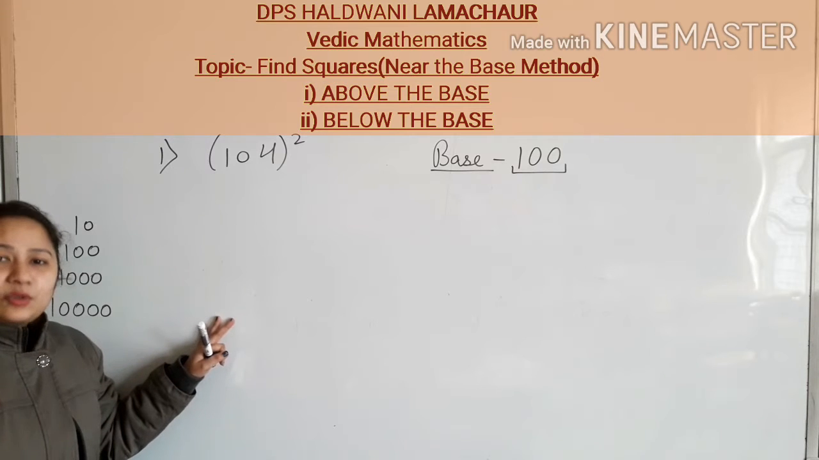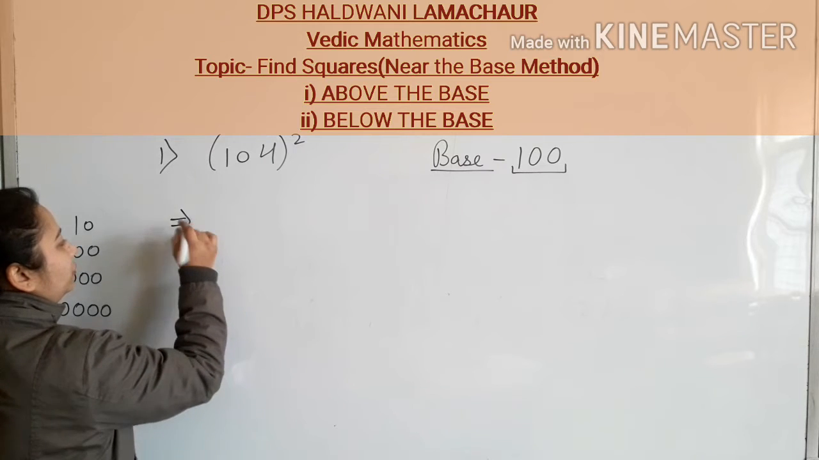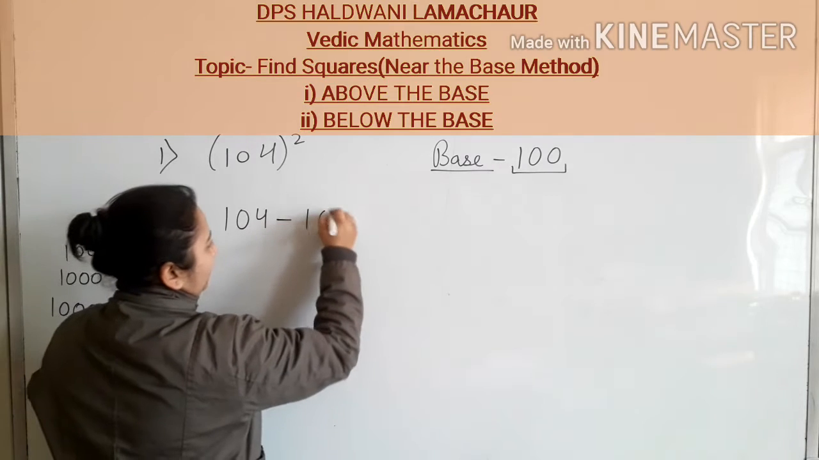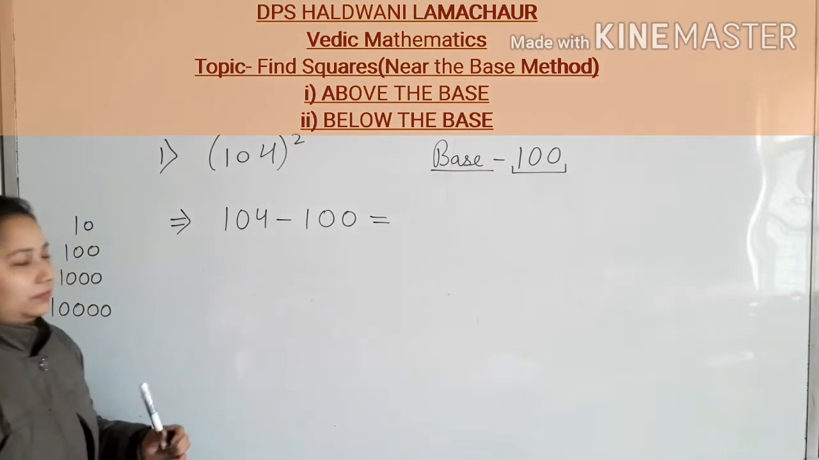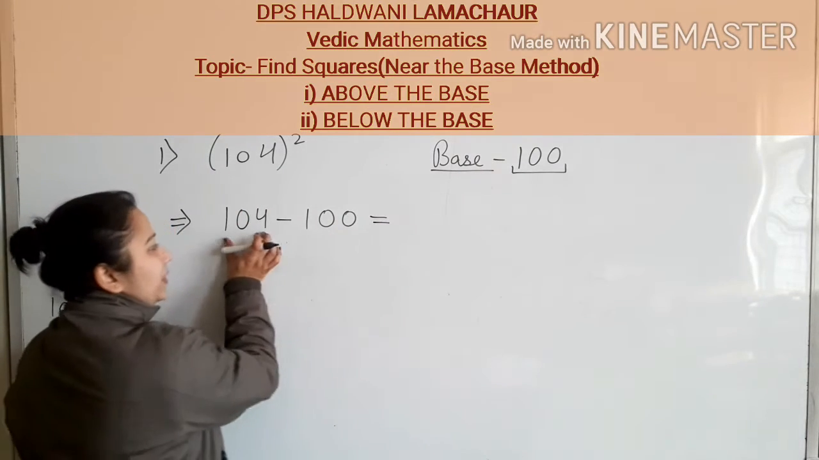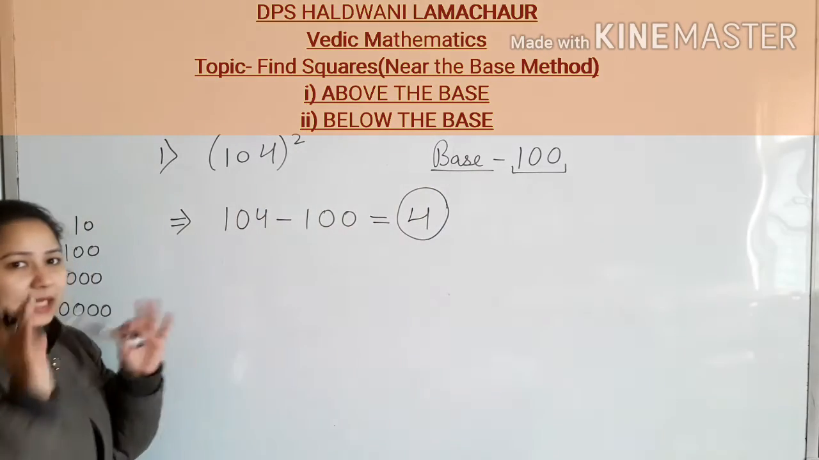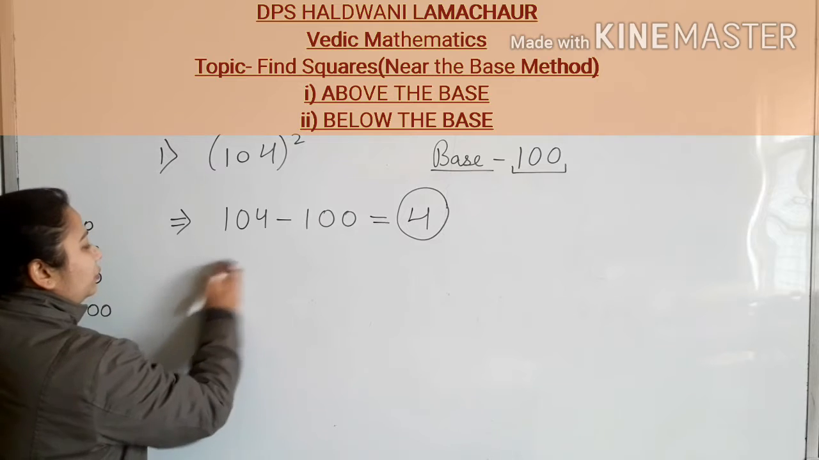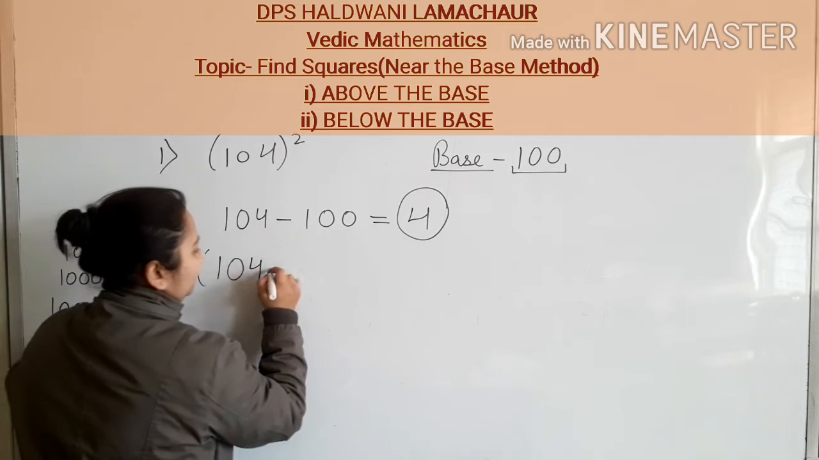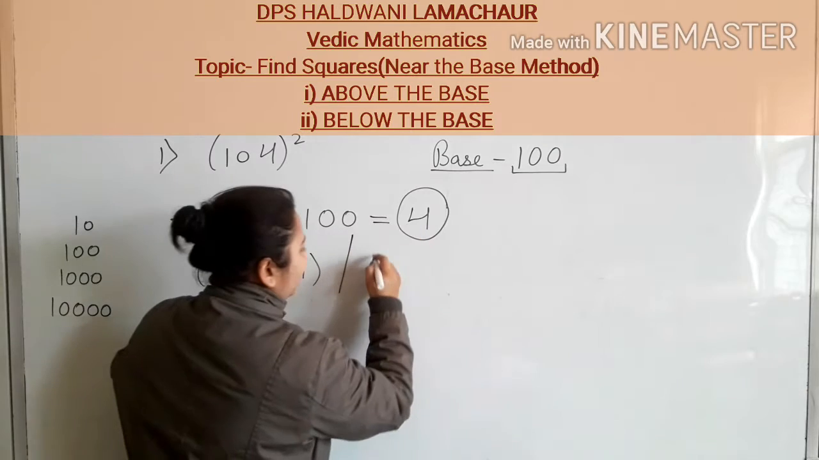Now, how to take the square of the number which is above the base. So first of all, what you have to do, just subtract the base from your number. The first step. First of all, write the number, subtract the base from it. Now 104 minus 100 is 4. Now, this is the most important number. Just keep it with you. Second thing what you have to do, just add this 4 to your number. That is one part. The second part is just square this number.